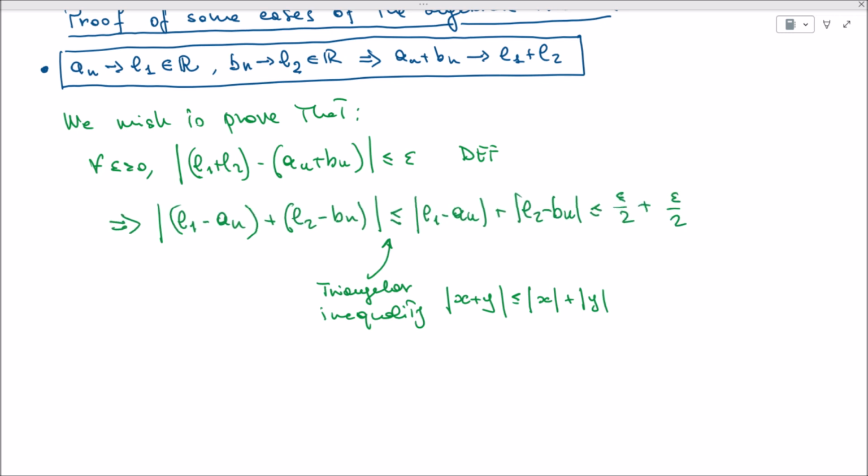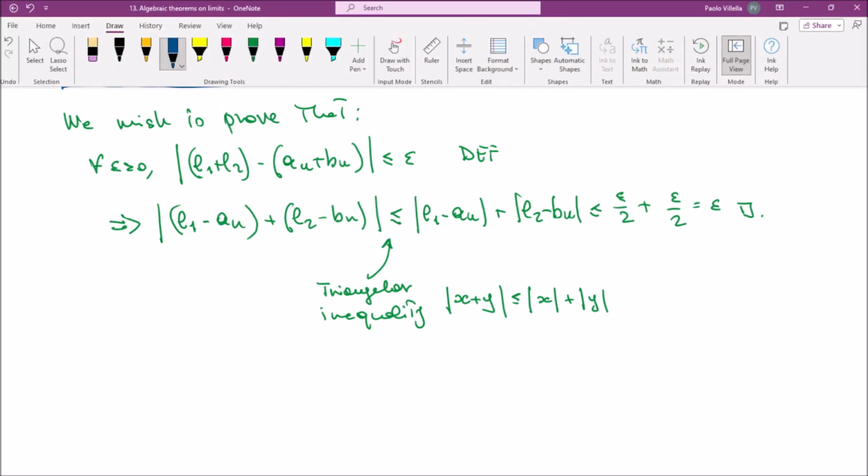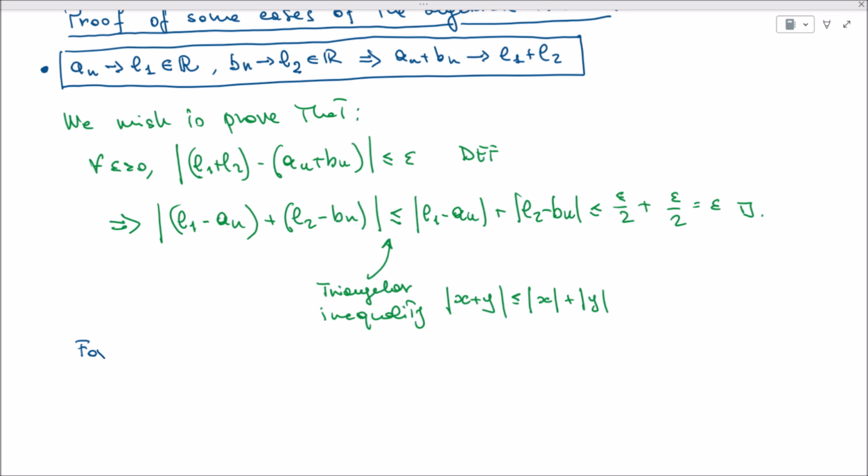So we can find basically an integer n such that after that integer, the first term, the absolute value of L1 minus an, is going to be less than epsilon divided by 2. The second term is going to be less than epsilon divided by 2, which in total will be epsilon, and this will conclude the proof. Okay, so now that we get the idea, let's start the formal proof. Okay, formal proof now.